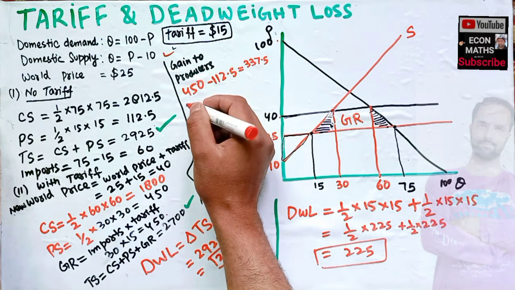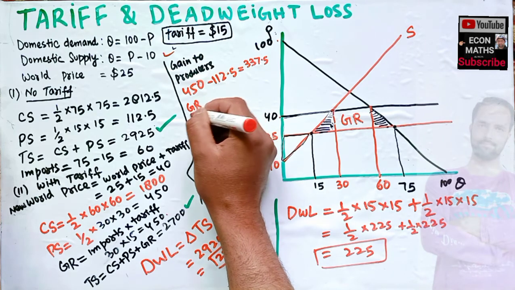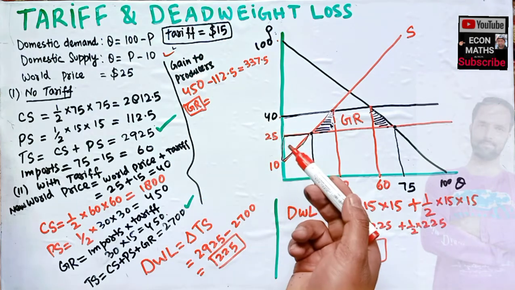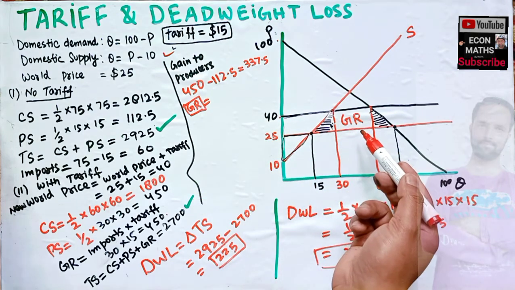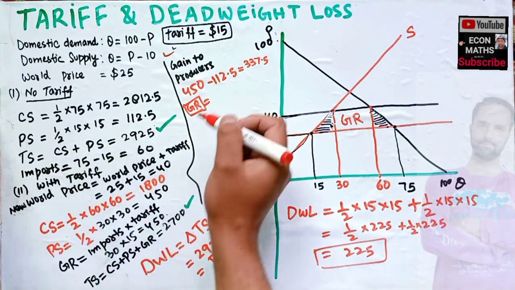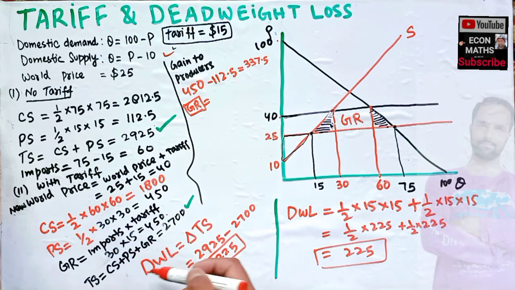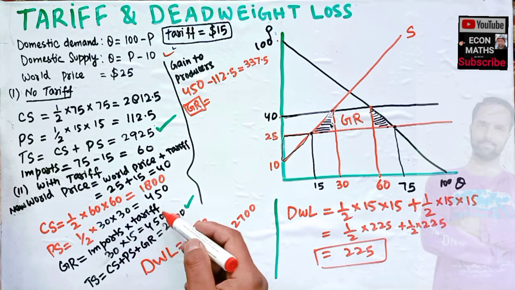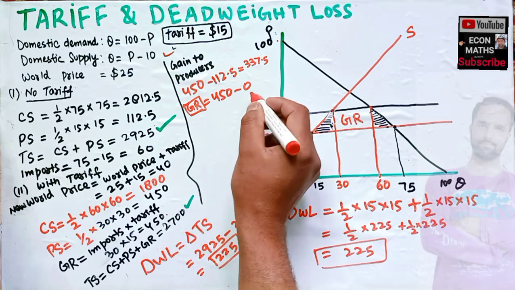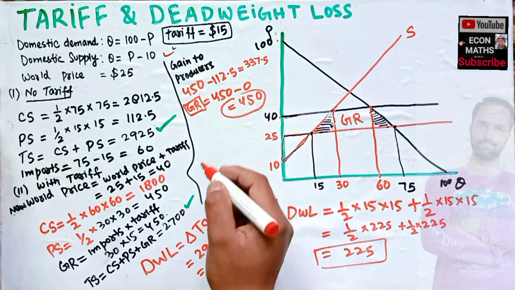And gain to government revenue. I have no space here, so I will write it here. Initially there was no government revenue, but after the imposition of tariff there was government revenue. So this is equal to 450 minus 0. So 450 is what the government gets as the revenue.